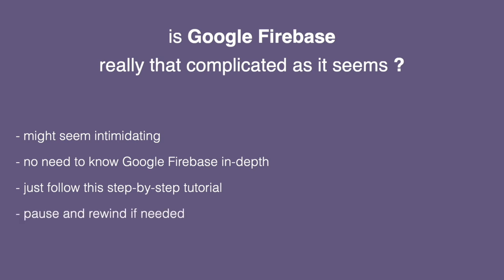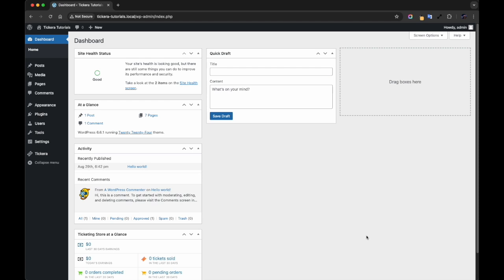Speaking of that, let's grab a cup of coffee, roll up our sleeves and get to work, and by the end of this video, you should have the Seating Charts add-on fully set up and configured for use with Firebase. So buckle up, here we go. Before we start, I want to emphasize that this tutorial is the same regardless of whether you're using Tickera as a standalone or alongside WooCommerce via the Bridge for WooCommerce add-on. So with that out of the way, let's get started.